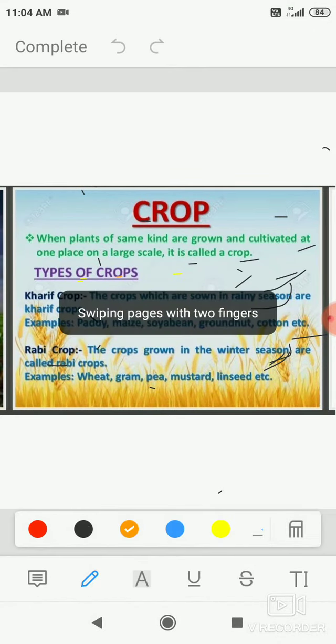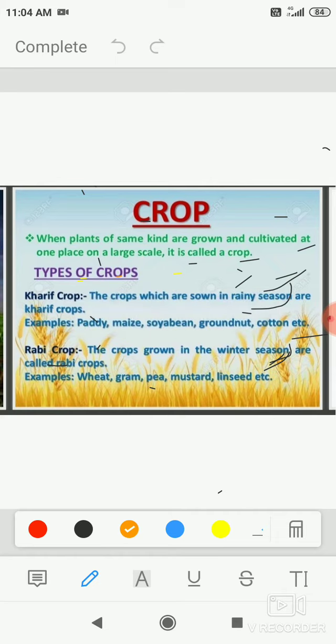What is crop? When plants of the same kind are grown and cultivated at one place on a large scale, it is called a crop. There are mainly two types of crops, kharif crop and rabi crop. The crops which are grown in the rainy season are called kharif crops, and the crops that are grown in the winter season are called rabi crops.